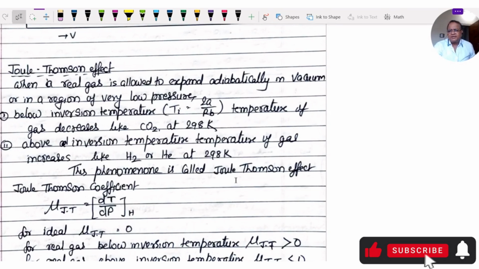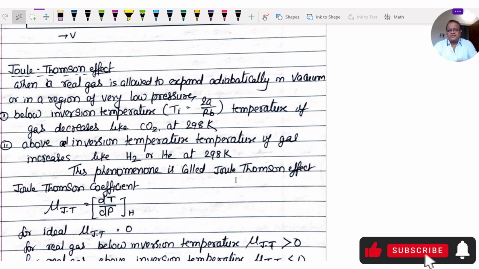Now the Joule-Thomson effect. It is not in the syllabus, but for advanced purposes: when a real gas is allowed to expand adiabatically in vacuum or in a region of very low pressure below the inversion temperature. There is a temperature called the inversion temperature, which is 2a by Rb. If the temperature of the gas decreases, it is a cooling effect, like CO2 at 298 Kelvin. And above the inversion temperature the temperature of the gas increases, like H2 at 298 Kelvin. This is called the Joule-Thomson effect.